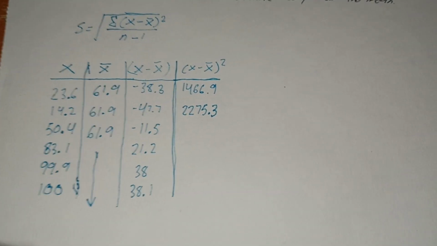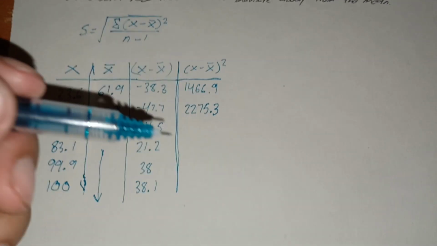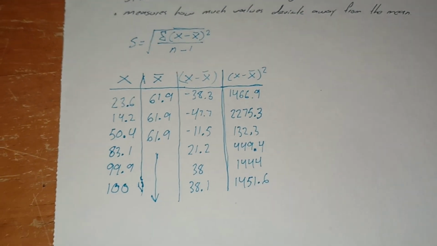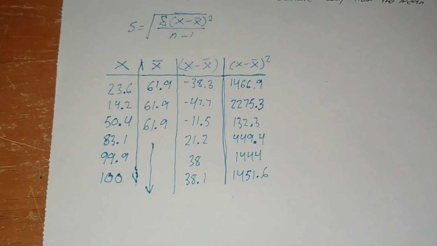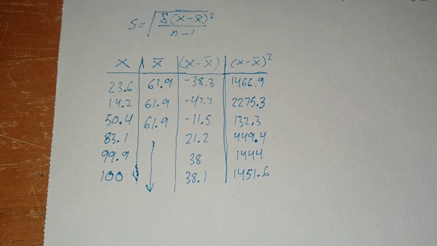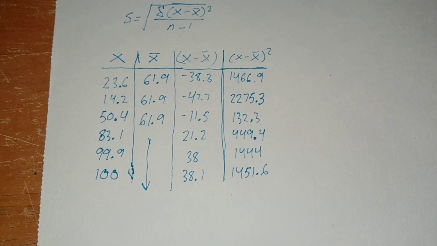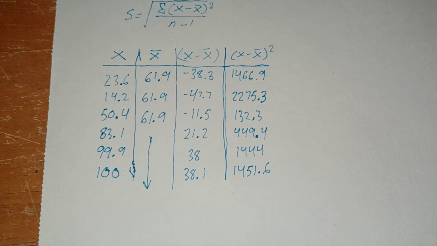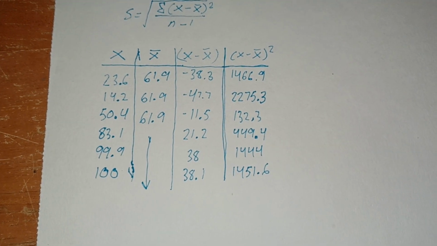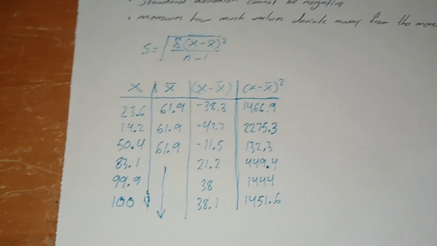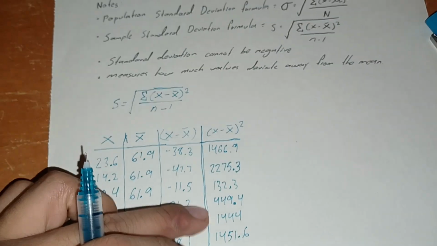So let's go ahead and do that. We'll return and we'll see what we got. So we should have gotten 132.3, 449.4, 1,444, 1,451.6. That is what we should have gotten for this column.